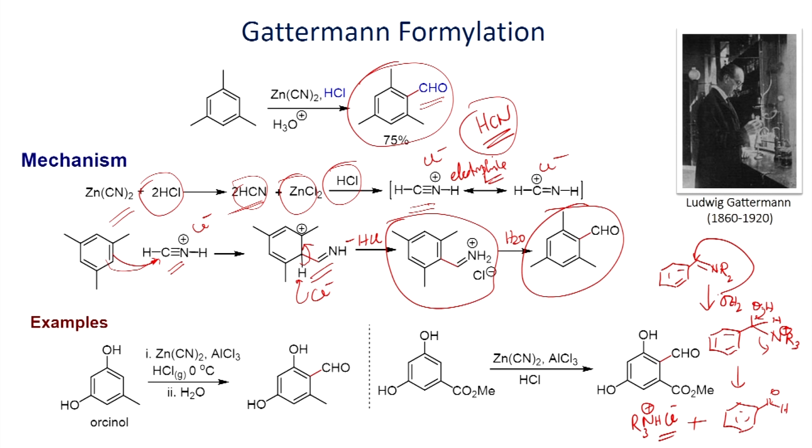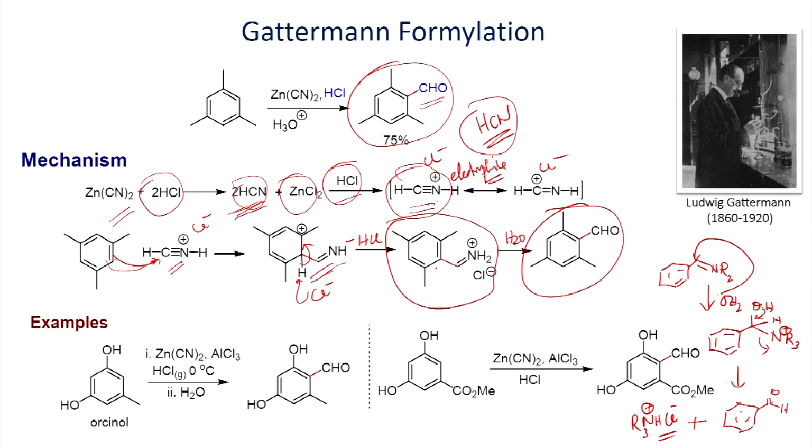So, in place of carbon monoxide, you can use hydrogen cyanide. In this case, you can see here you generate the hydrogen cyanide in the reaction medium, which can react with hydrochloric acid. You form this iminium ion as a product. Once you form this one, it can now act as an electrophile, which can undergo reaction with this aromatic system to give you the imine intermediate.